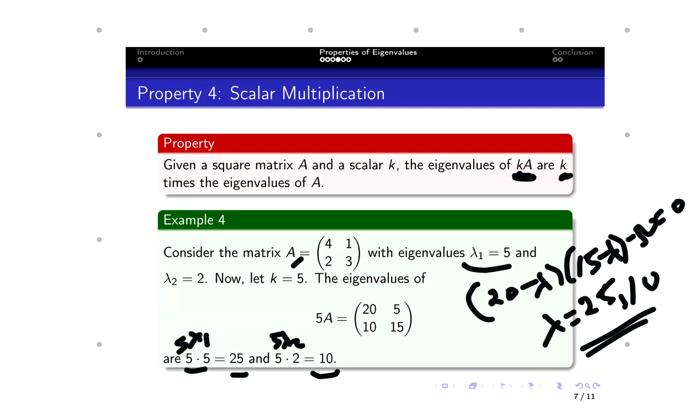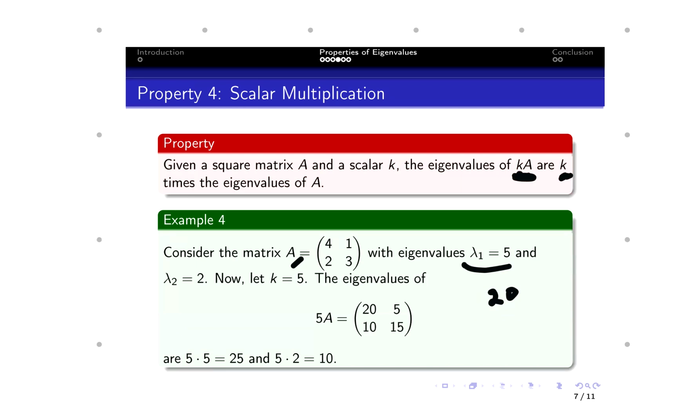So given a square matrix A and a scalar K, the eigenvalues of K times A are K times the eigenvalues of A. So any number you multiply the matrix with is the same number you multiply the eigenvalues of the original matrix A with to get the eigenvalues of the new matrix. All right, very interesting properties right here. Okay, let's go for the next one.